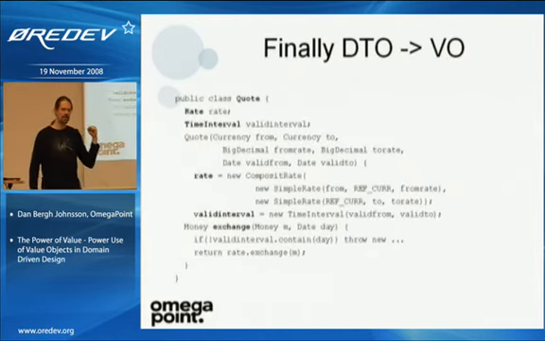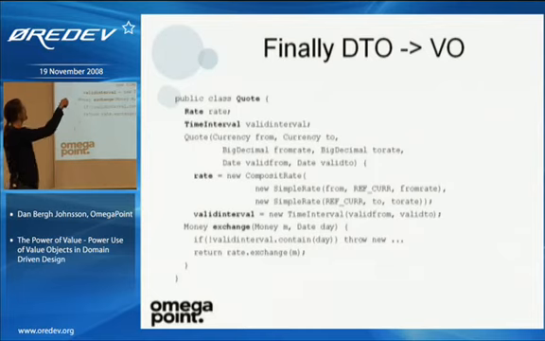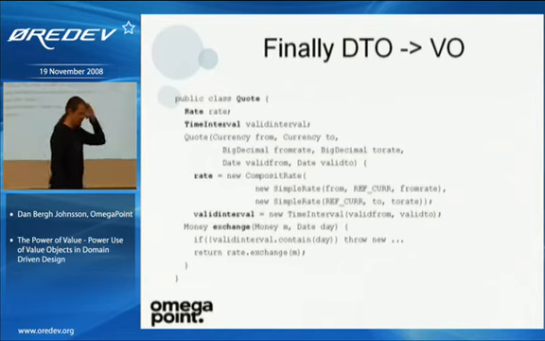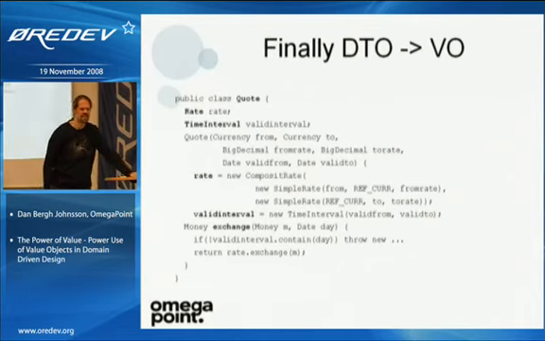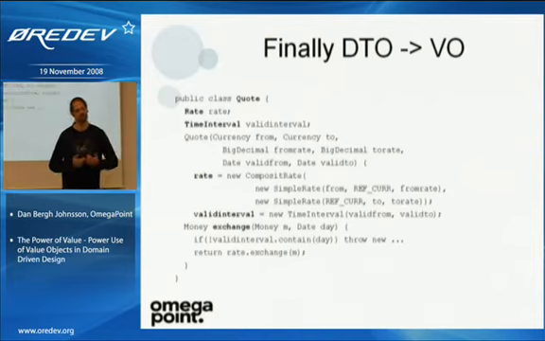Finally, we can have a look at our quote and realize that it now contains a rate and a time interval. And we can now go back to our domain expert and say, we realized that a quote seems to be a rate during a valid interval. And they will go, yeah, great. So we can actually now turn the DTO into a value object.